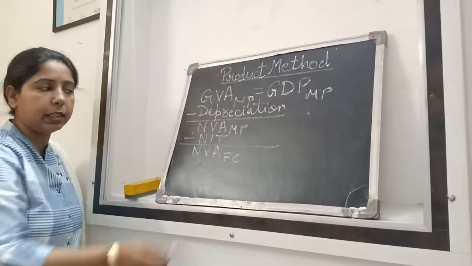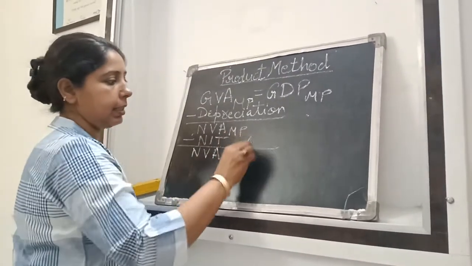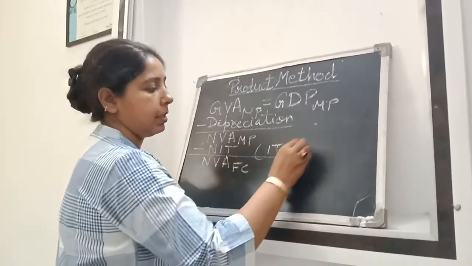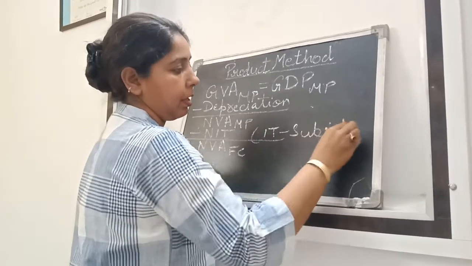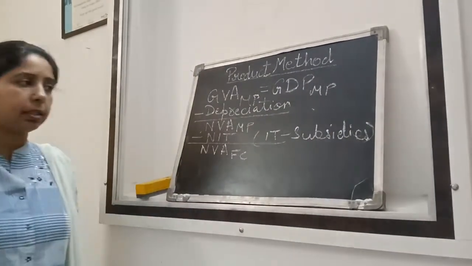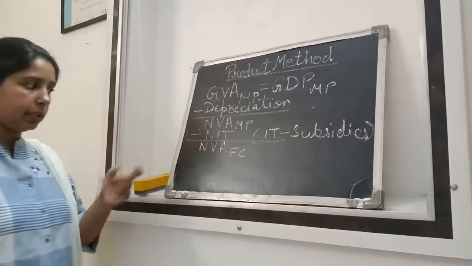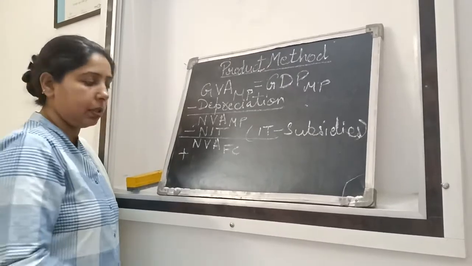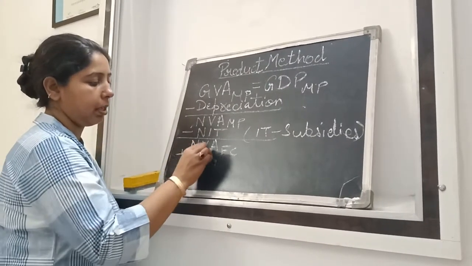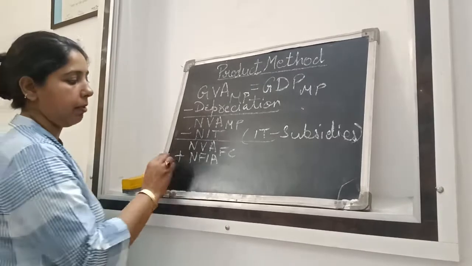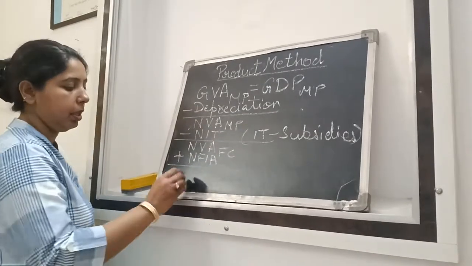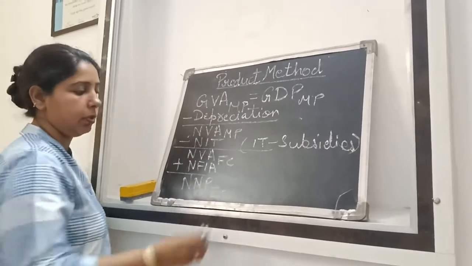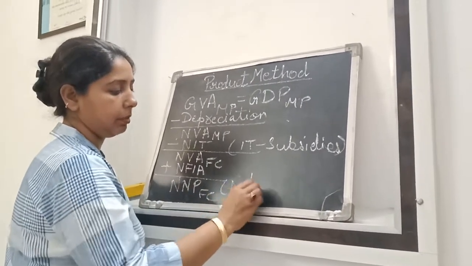Now net indirect tax is what? It is indirect tax minus subsidies. Indirect tax minus subsidies. So after this, the last step: net value added at factor cost plus net factor income from abroad. I will get to the last part, that is the national income, NNP at FC, which is the national income.